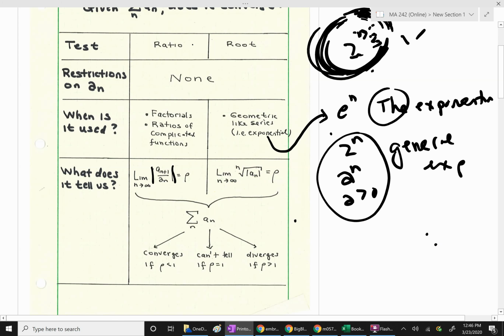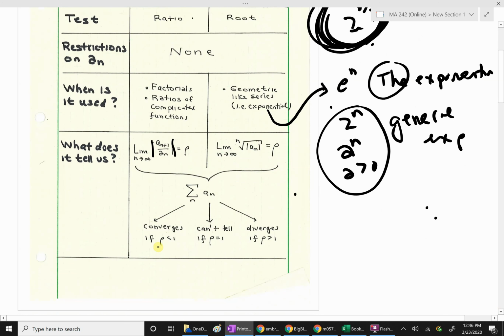And then both of these tests actually work the same way. Both of these converge if rho is less than 1. If this limit is greater than 1, rho is greater than 1, it diverges. If it's equal to 1, the test is indeterminate, meaning that we can't tell using these tests, okay? So the way that we make this decision for both tests is identical. They're computed different ways, but when we're making our decision about convergence on whatever that limit is, we use the same sort of decision rule here, okay?